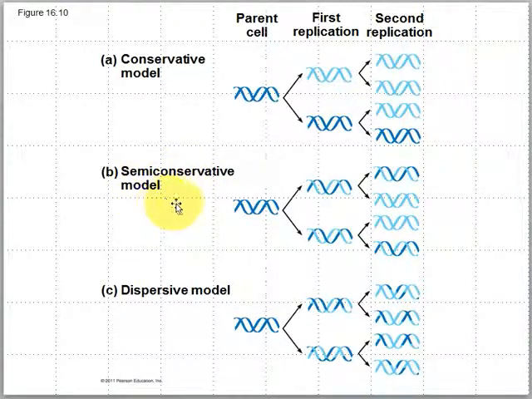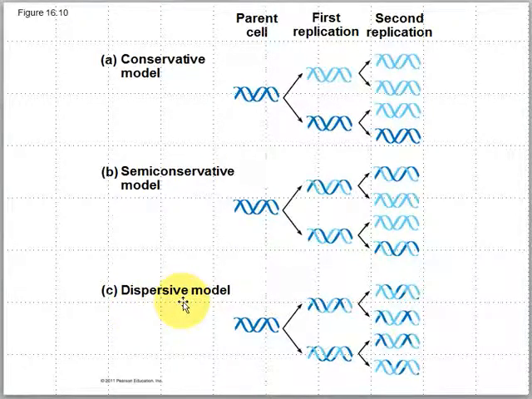The semi-conservative model, which is the one that it has turned out to be, ends up with a combination. Say if you had two replications, the first replication would be 50-50, old parental DNA and the new strand, and then if that replicated again, some of those would still be 50-50, and then some of them would be completely new. So 50% of the material in this case is parental and 50% is new.